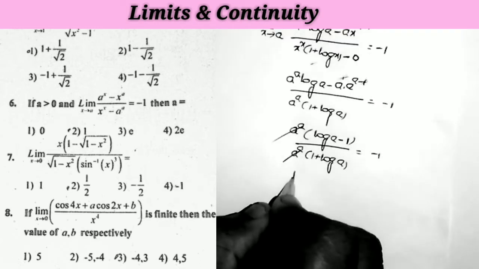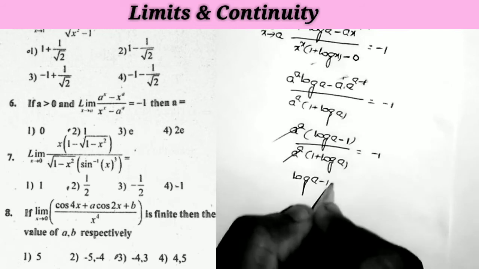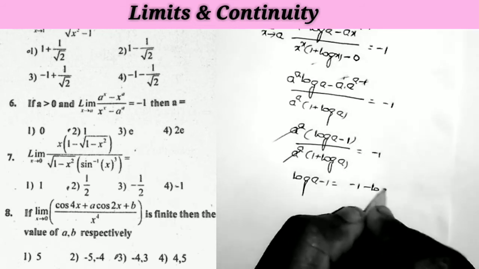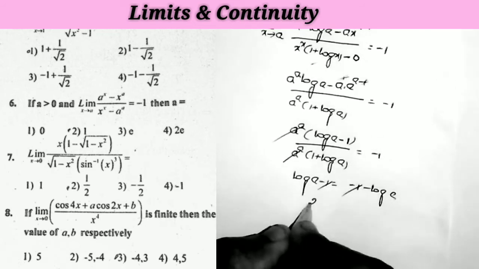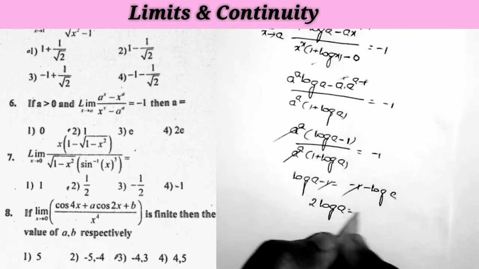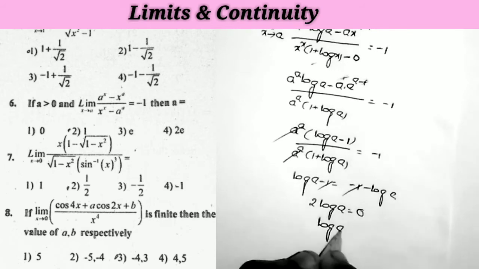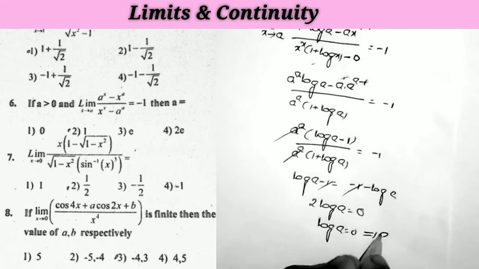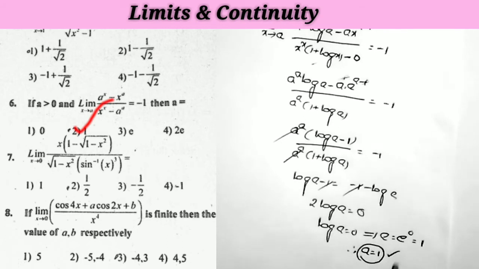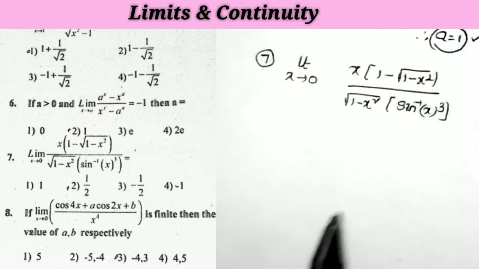Taking the cross product, log a − 1 is equal to −1 − log a. That is, 2 log a is equal to 0, so log a is equal to 0. Then the value of a: writing the logarithm to the other side, it becomes exponential, e^0 is equal to 1. Therefore the value of a is equal to 1. That is the second option. That's all.